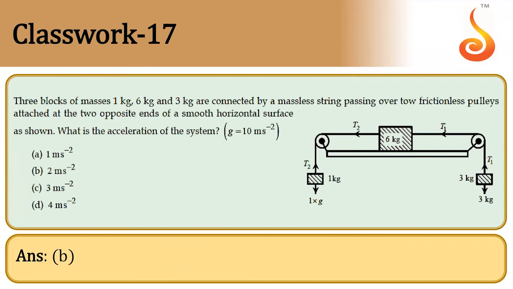Three blocks of masses 1 kg, 6 kg, and 3 kg are connected by a massless string passing over two frictionless pulleys attached at the two opposite ends of a smooth horizontal surface as shown. What is the acceleration of the system? Given g is 10 meter per second square. Note on the diagram.